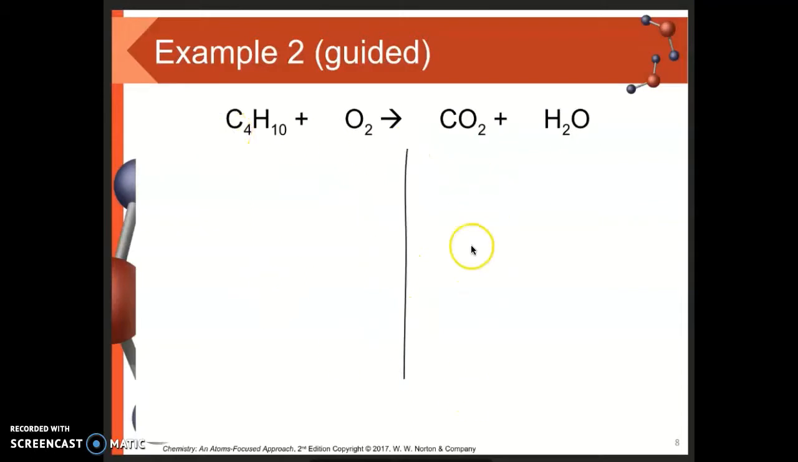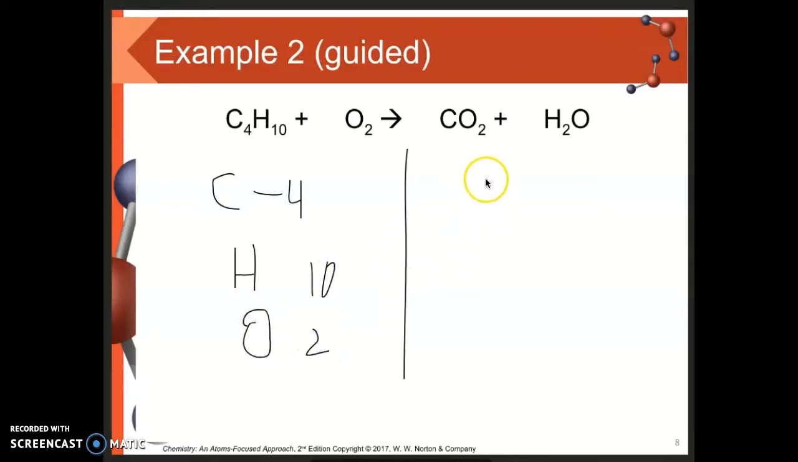Again, we split the equation down the middle, reactants on one side, products on the other, and we're going to break it down into carbon, hydrogen, and oxygen, the 3 components here. And again, notice I'm lining up the elements on each side so that I can compare directly.